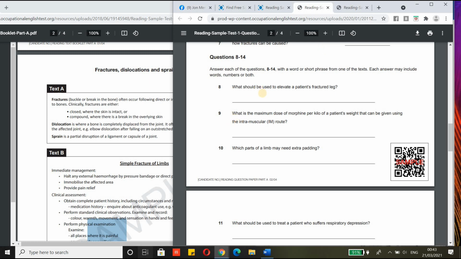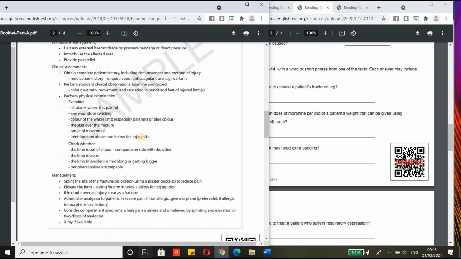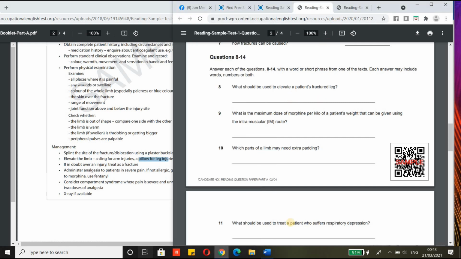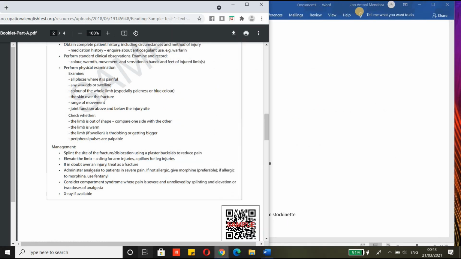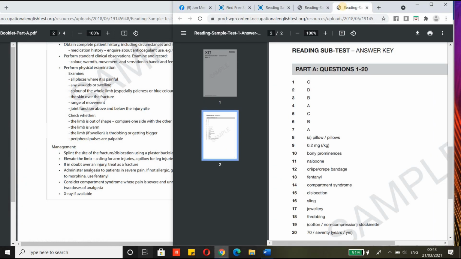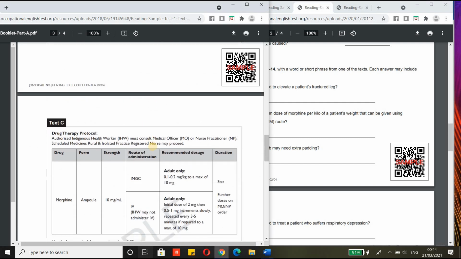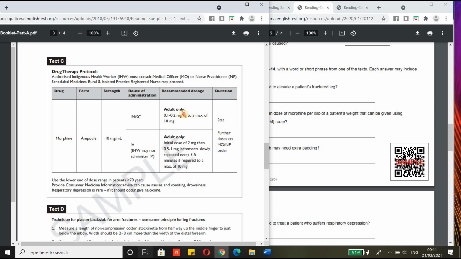8. What should be used to elevate a patient's fractured leg? So again, there, leg injuries, elevate the limb, a pillow. Okay, I put a pillow, and the answer is a pillow or pillows. Okay, next you have, what's the maximum dose of morphine per kilo of patient's weight? It can be given using the IM route. What did we put there? So because it asked this part here per kilo, that's why I put 0.2 milligram.